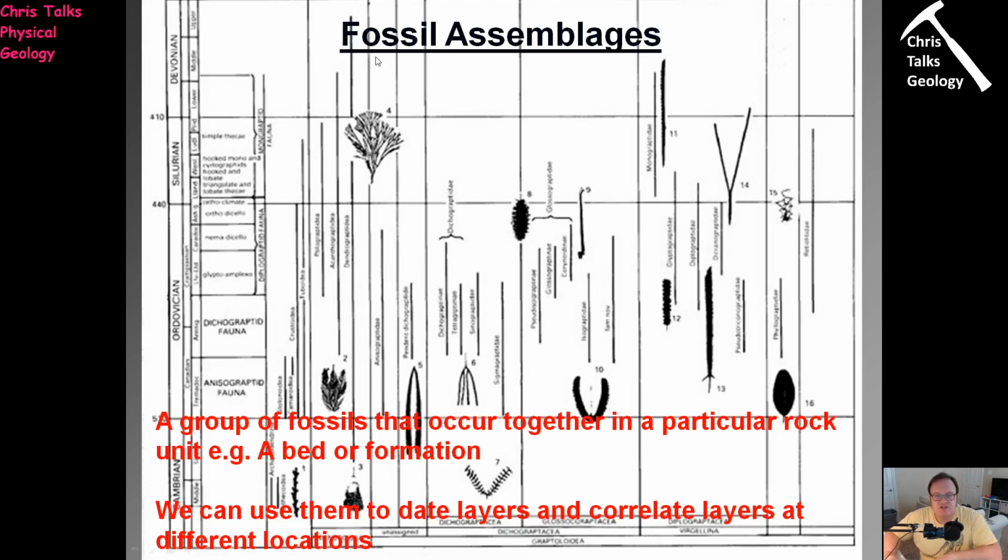So, one of the things we can do with these index fossils is produce what's called a fossil assemblage. And a fossil assemblage is a group of fossils that occur together in a particular rock unit, so something like a bed or maybe a formation, the things we discussed earlier. So what we can do with these fossil assemblages is we can use them to date layers and correlate layers at different locations, and we're going to discuss how you do that now.